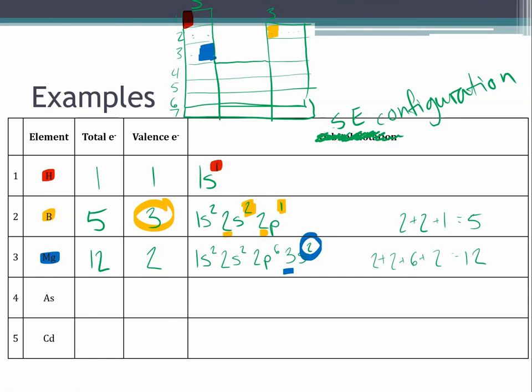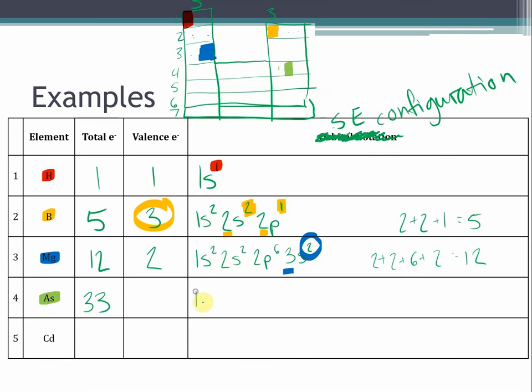Moving on, let's look at arsenic. Arsenic, we said, should have 33 electrons. When we find arsenic on our table, it is right here, and it should be the 1, 2, 3rd element. So we should end up in the 4p subshell with 1, 2, 3 electrons. That's where we should end up. So let's go ahead and try that.